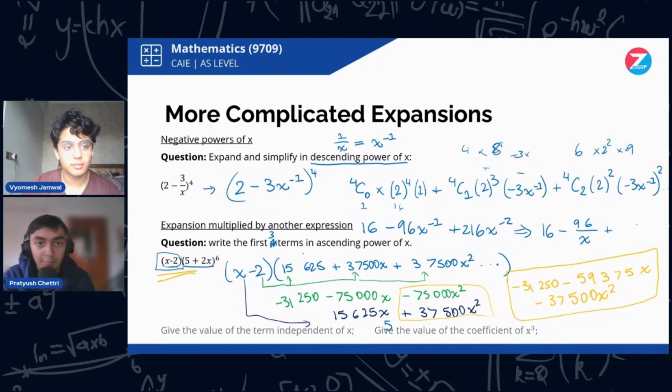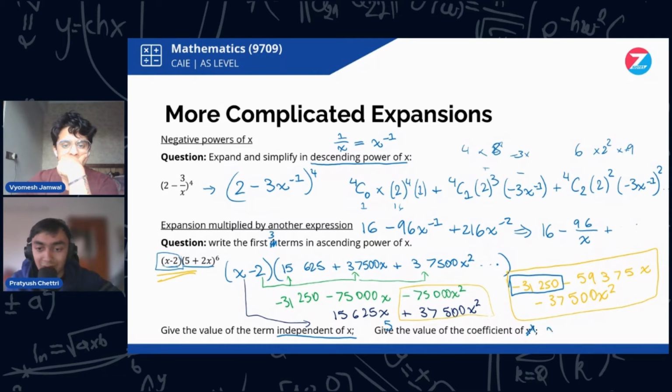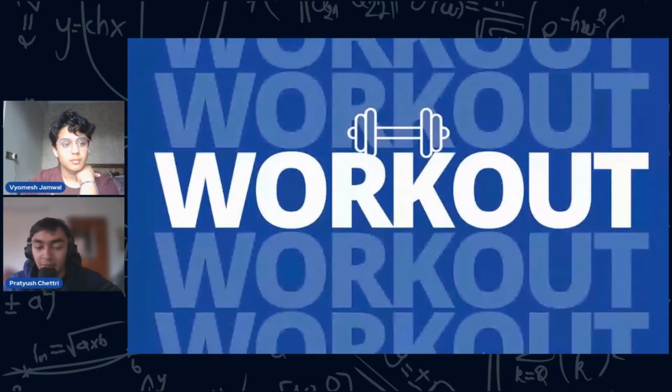Okay, that's the 2 ways, right? So here's some language things that they will ask you. Give the value of the term independent of x. What this means is the term without x in it, a constant term. So our term independent of x is minus 31,250. Remember the minus sign. Okay, another thing they might ask you is give the value of the coefficient of x cubed. We haven't done x cubed in this case, so I'm just going to ask you x squared. The value of the coefficient of x squared is the thing multiplying x squared. So it's that right there, minus 37,500. Okay, so those are just types of questions they might ask you.